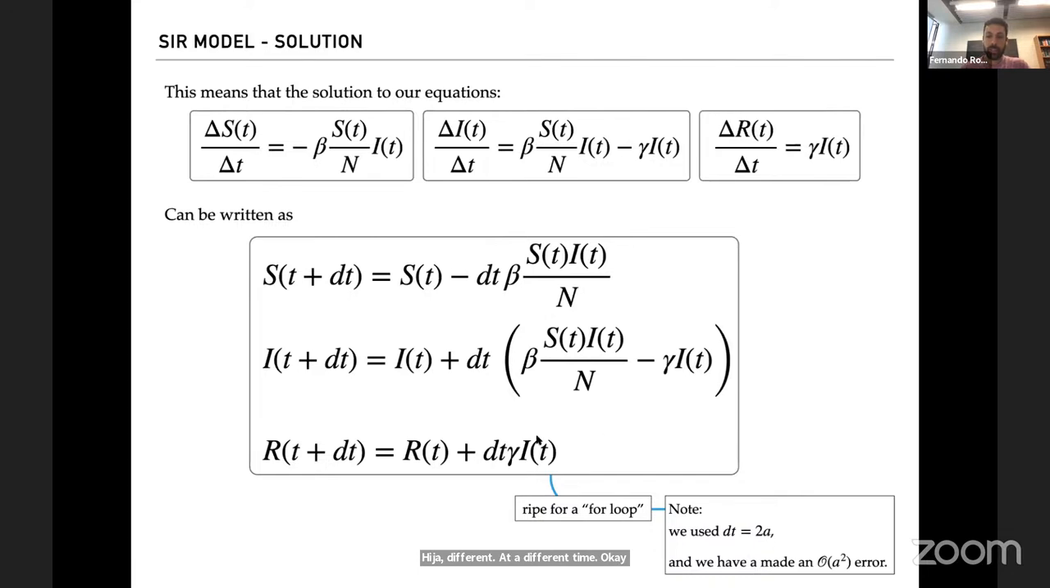We have changed the notation a little bit. Now we're using dt as the step size instead of 2a. In previous slides it was just called 2a, but really it's nothing else than some particular step size. And when solving these differential equations, of course, this will be only an approximation, but it will be a good approximation if dt is small, and we can actually quantify the error that one is making by choosing this particular form of solving the differential equation. It will be of order a squared, which means that it will go quadratically to zero as we reduce the step size in the differential equations. Okay.